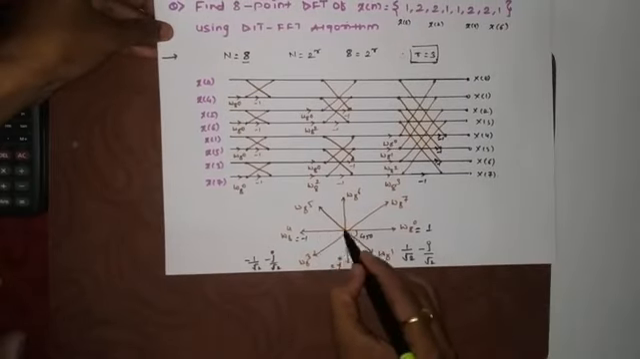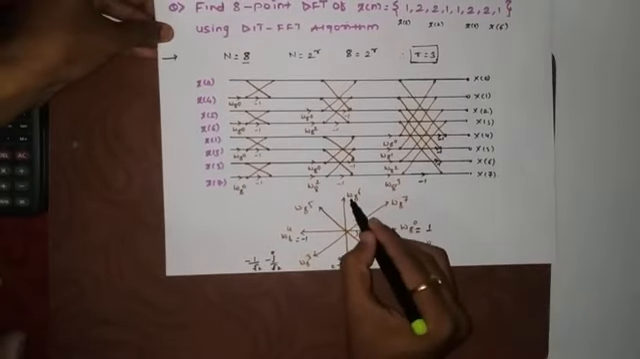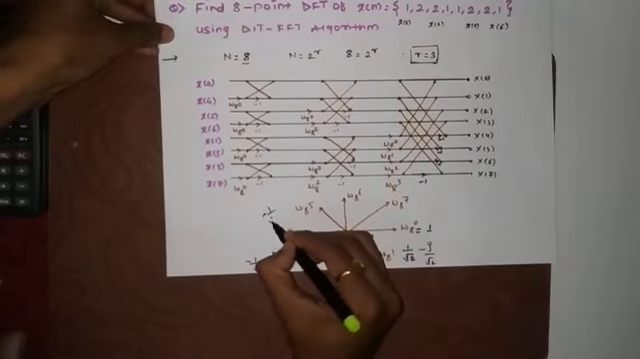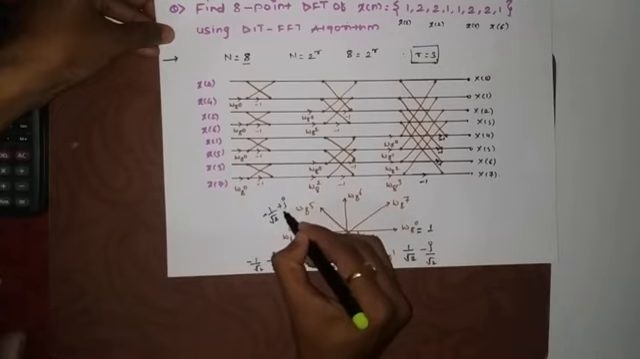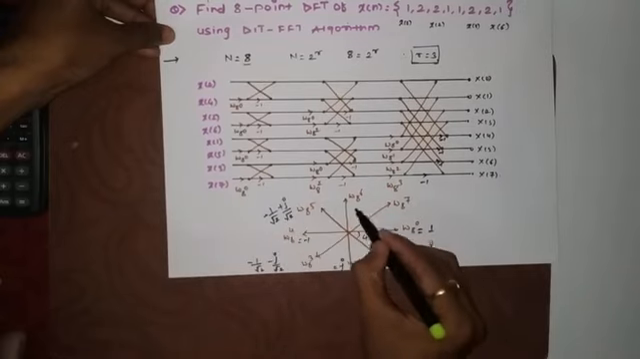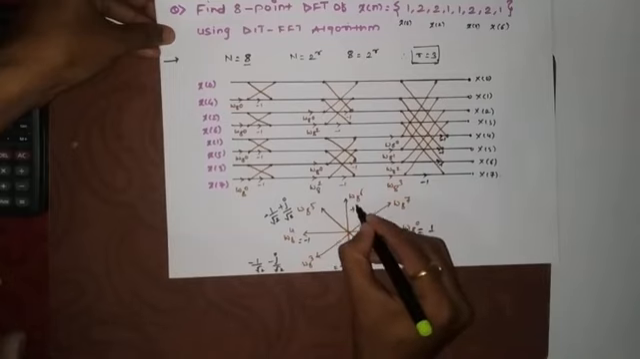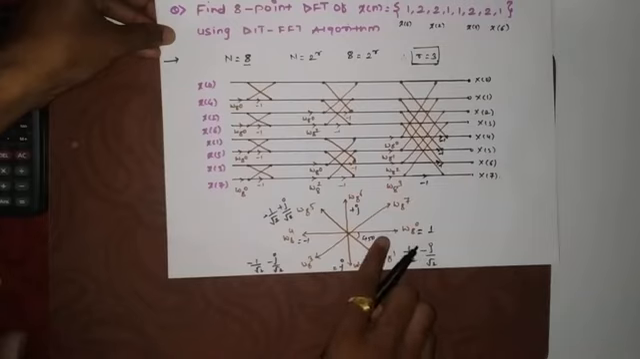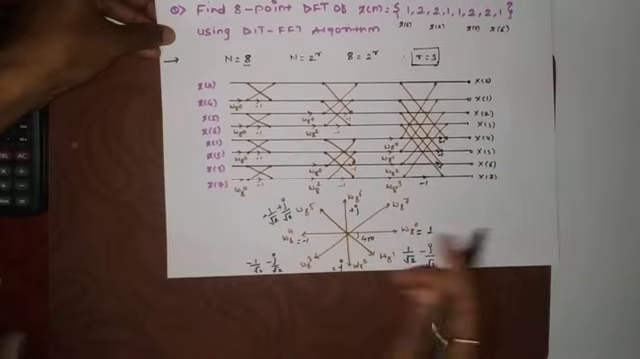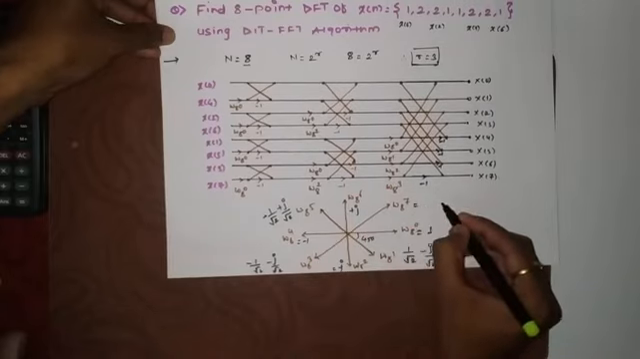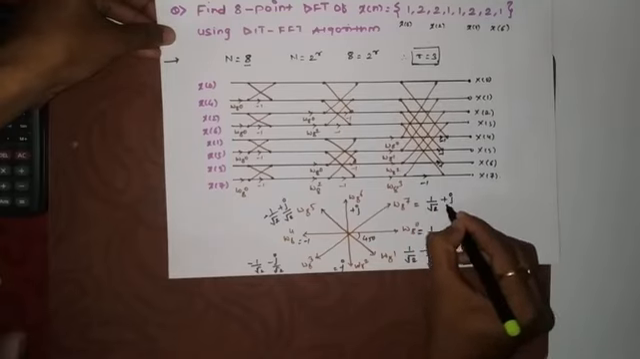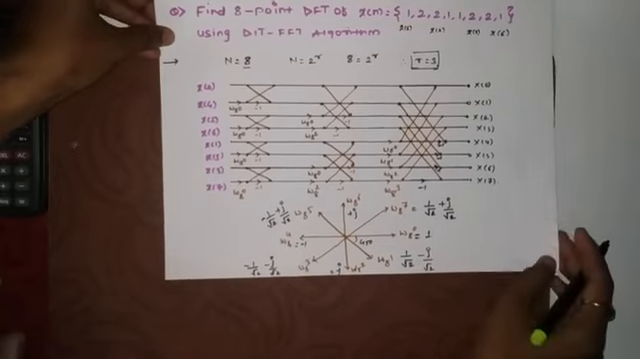Omega 8 raised to 5 is between negative real axis and positive imaginary axis. So this value will be minus 1 by root 2, and imaginary is positive, so plus j by root 2. Omega 8 raised to 6 is on the positive imaginary axis, so its value will be plus j. And omega 8 raised to 7 is in between positive real and positive imaginary. So both the values are positive, we'll get plus 1 by root 2 plus j by root 2.